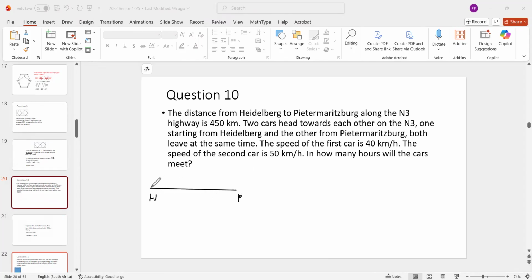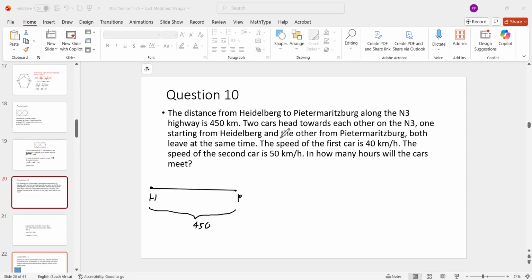Very often I don't read the whole problem. I gather the information in the form of a picture or an equation or something like that, and then carry on. Because you don't want to take on all the information simultaneously, because it can be very overwhelming and you wouldn't understand what is going on. So you know this distance here is 450. I'll put kilometers at the end.